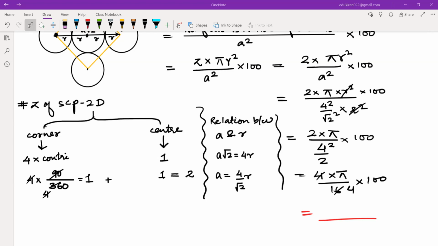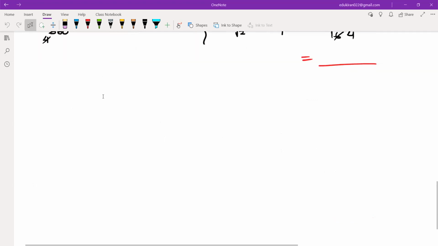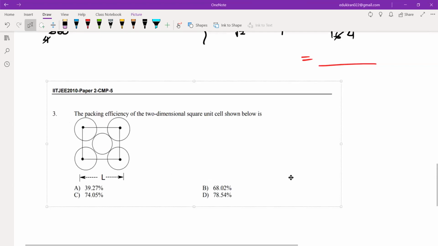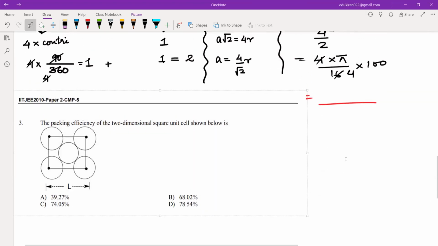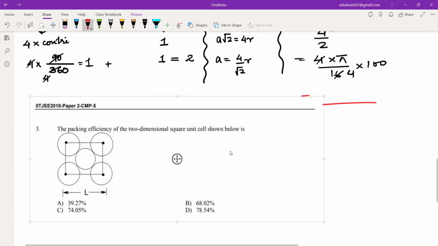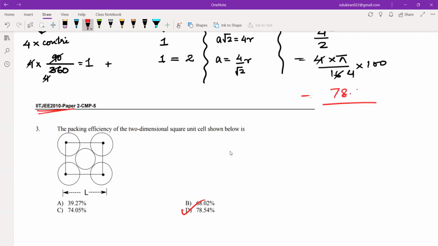Okay. Now, those who are giving answers, let me show you something. You would not believe that this question was asked. Can you see that it is the same unit cell, right? And this question was asked in JEE 2010. Okay, the same question. So if you have done this, then you can directly answer that D is the correct answer. 78.54% is the packing efficiency.